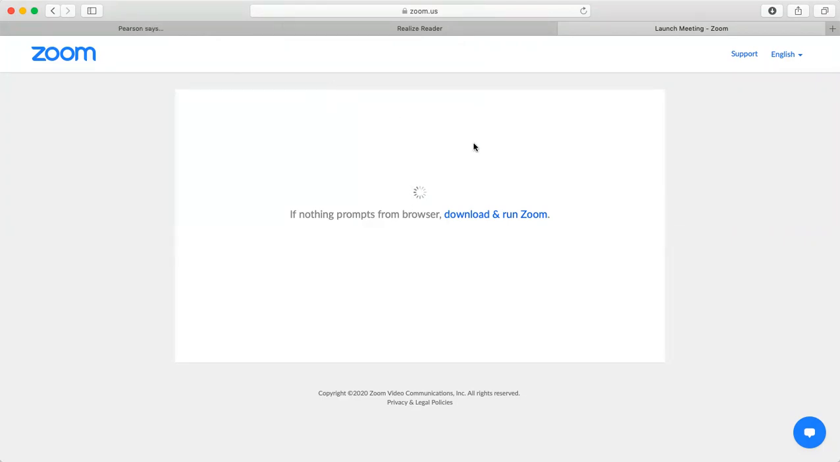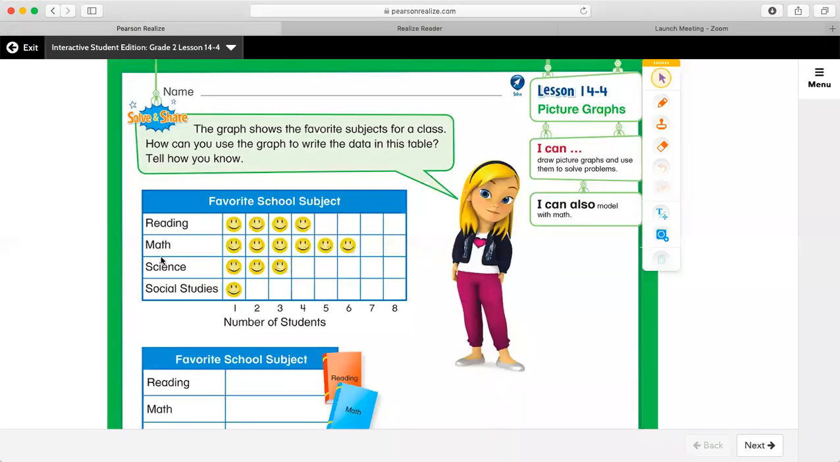Hello and happy Wednesday. Today we are going to be working with picture graphs. This is topic 14, lesson 4. And so today we are going to draw picture graphs and use them to solve problems. So picture graphs are just another example of a type of graph that we can use.